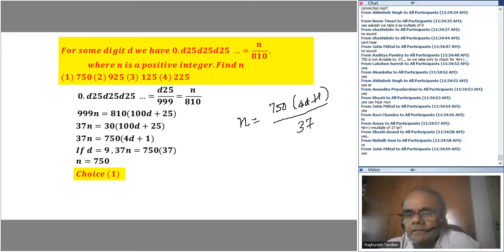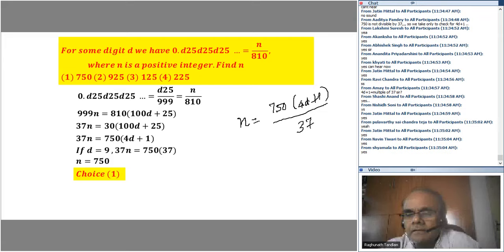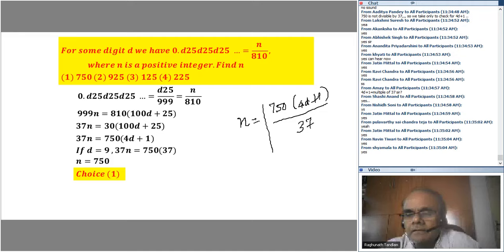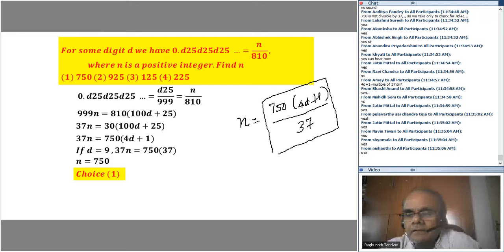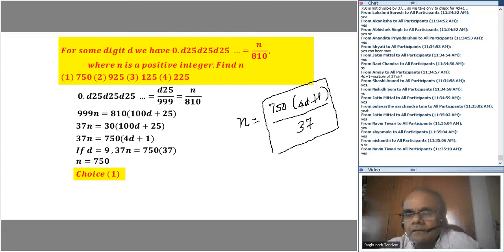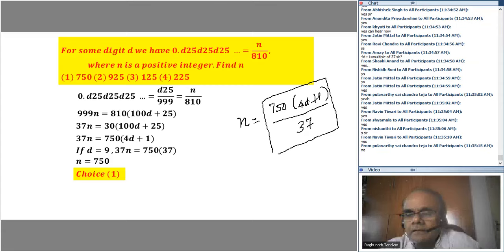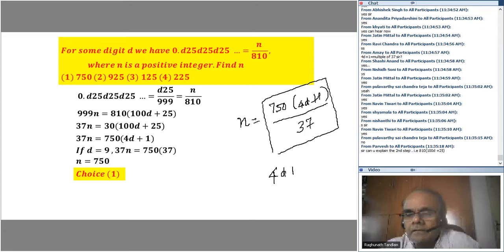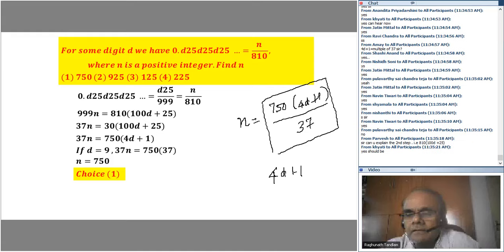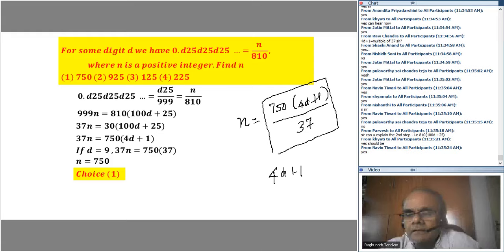Right. Should n be an integer or not, Arshika? Should n be an integer? Answer the question. Now, is 750 divided by 37? No. So 4d plus 1 should be divisible by 37 or not? Parvesh, that means d should be 9.